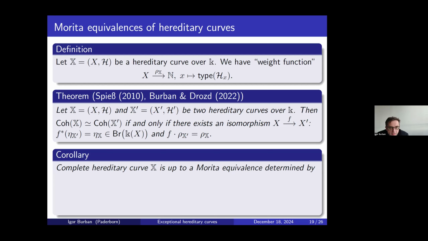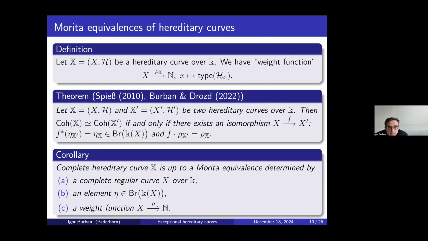So when I want to define a complete hereditary curve up to a Morita equivalence, then I have to fix the central curve. I have to specify a Brouwer class, and the first two components define me a homogeneous curve. But the weight function allows me to define the hereditary curve up to Morita equivalences. So it is the data defining my categories.